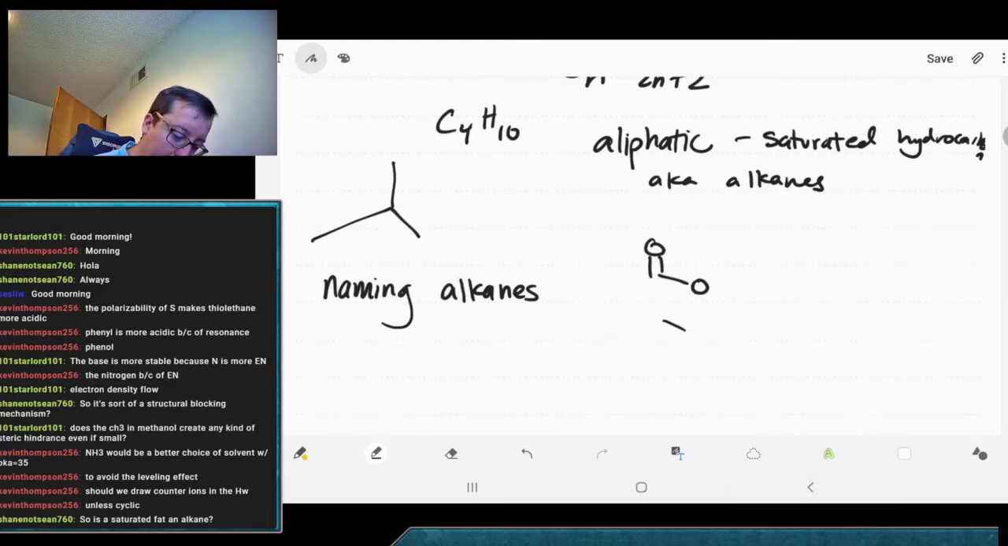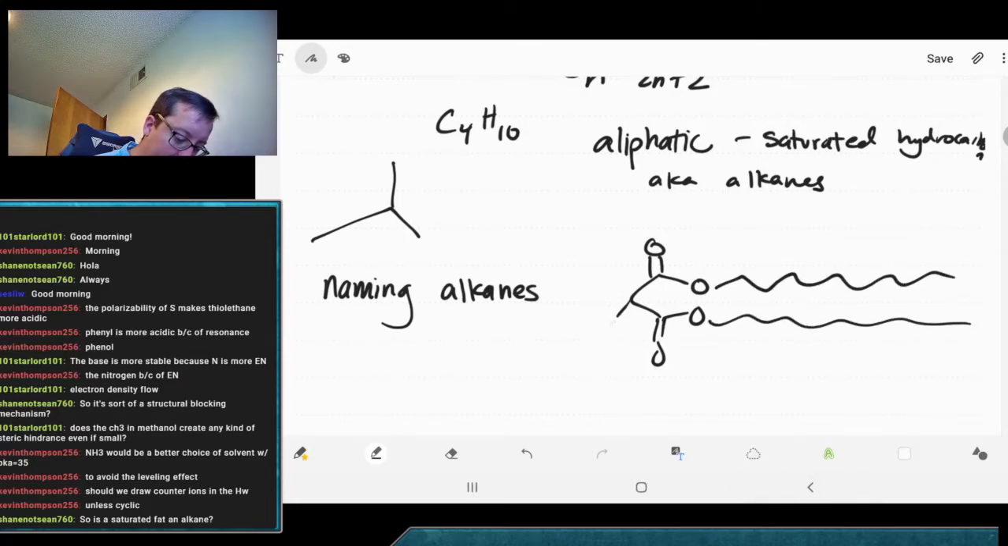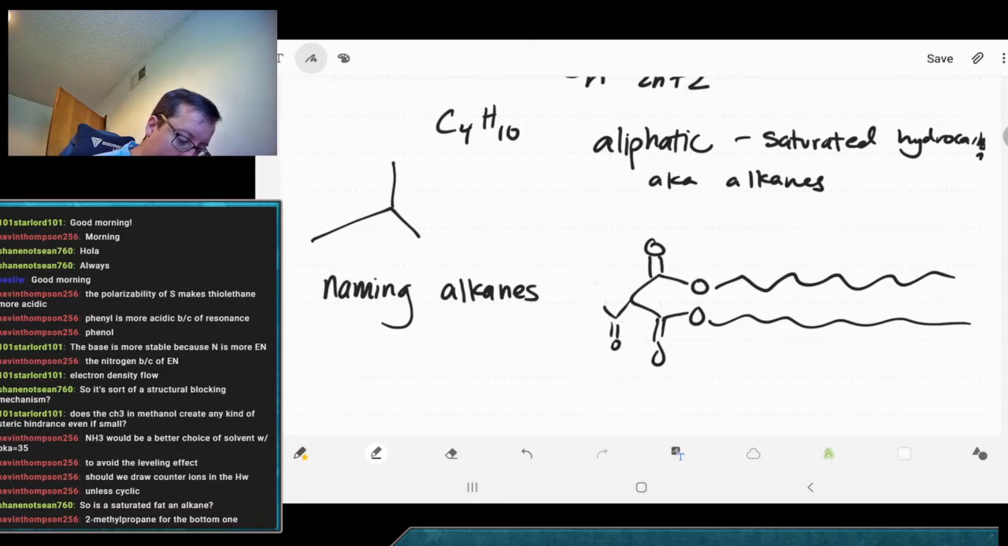Okay, let me try that again. There we go. So, your fatty acids look like this. Am I missing carbons here? I'm totally missing carbons. These should have 1 more carbon. Whatever. This is some general fat. It's not a triglyceride, but it's some fat. Okay. With these, yes, that is indeed 2-methylpropane.